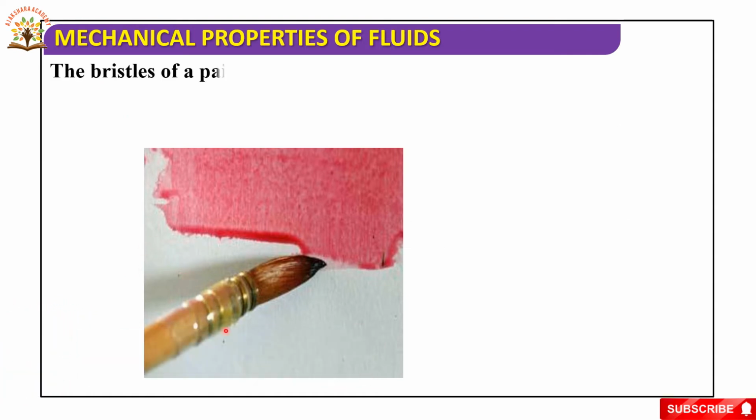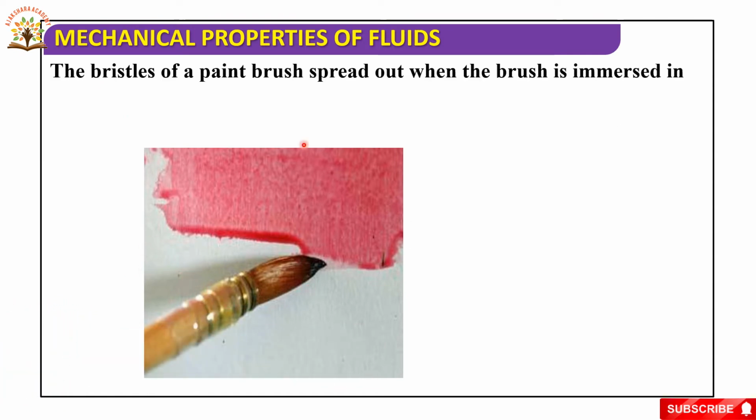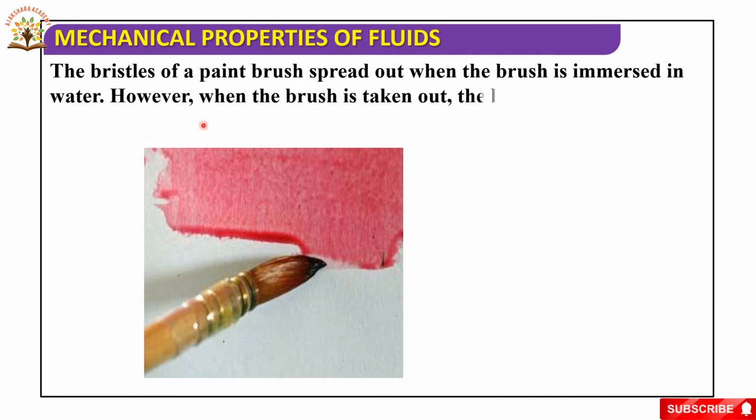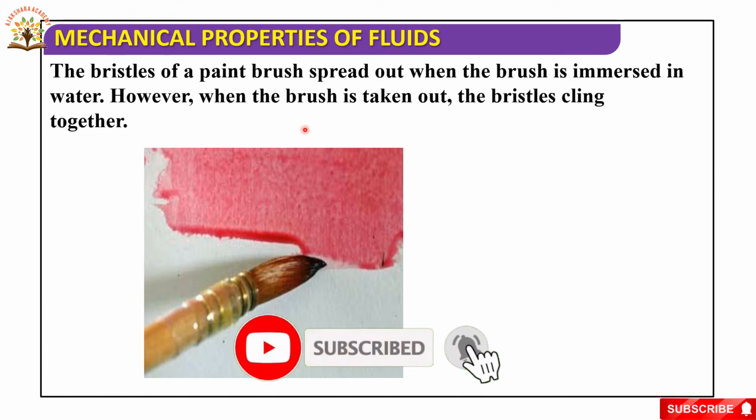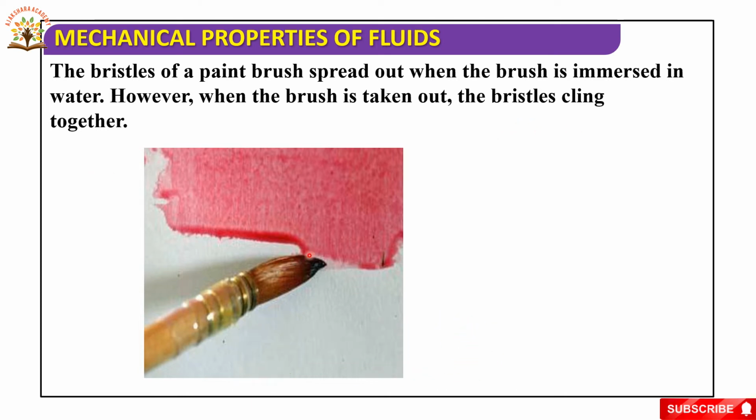Here, the bristles of a paint brush spread out when the brush is immersed in water. However, when the brush is taken out, the bristles cling together. See this picture. The bristles cling together.